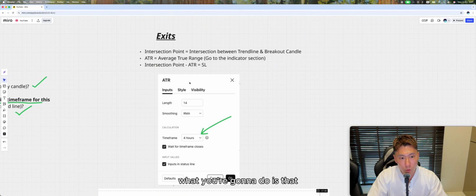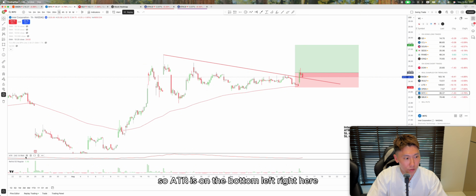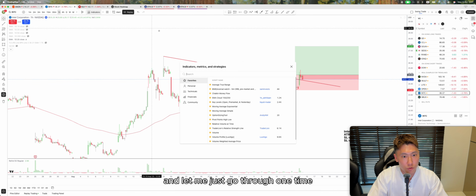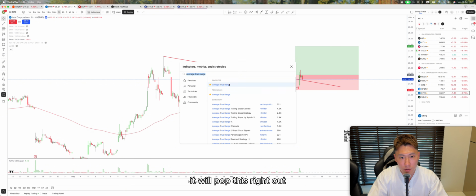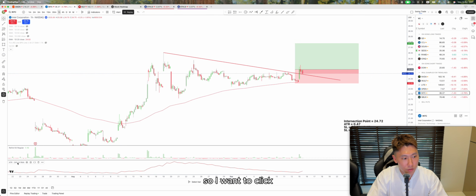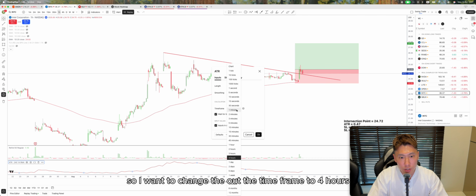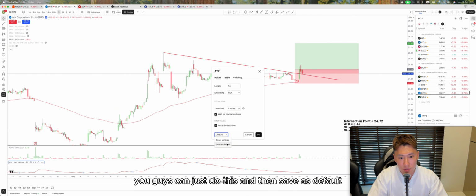Then you type ATR. What you're going to do is change the time frame to 4 hours right here. So this is just using the 4 hours average true range. ATR is on the bottom left right here. Let me just delete that and go through one time with you guys. If I type in average true range, it pops right out, down on the bottom left. I want to click on this and press settings. I want to change the time frame to 4 hours. You guys can just do this and then save as default, so it always will become this setting.